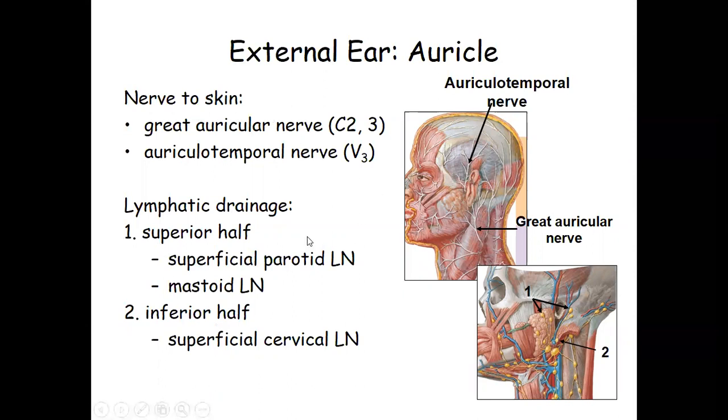For the lymphatic drainage, the superior half drains into the superficial parotid lymph node and mastoid lymph node. And the inferior half will drain into the superficial cervical lymph node. If you see here, this is the superficial parotid lymph node, that is associated with the parotid gland, and at the back there we have the mastoid lymph node. And then this is the superficial cervical lymph node.